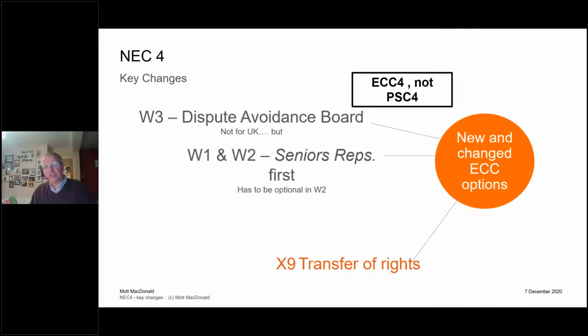X9 is a new secondary option which has been stolen from the professional services contract and essentially passes all of the intellectual property rights of the contractor's design to the client. So contractors, beware of that one. You're probably not going to like it.